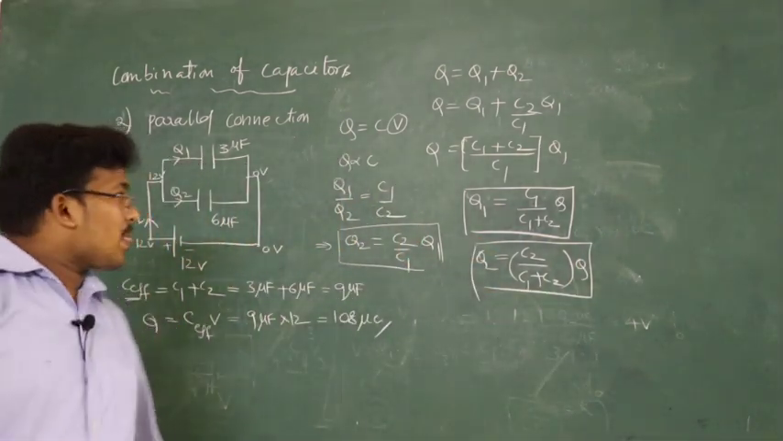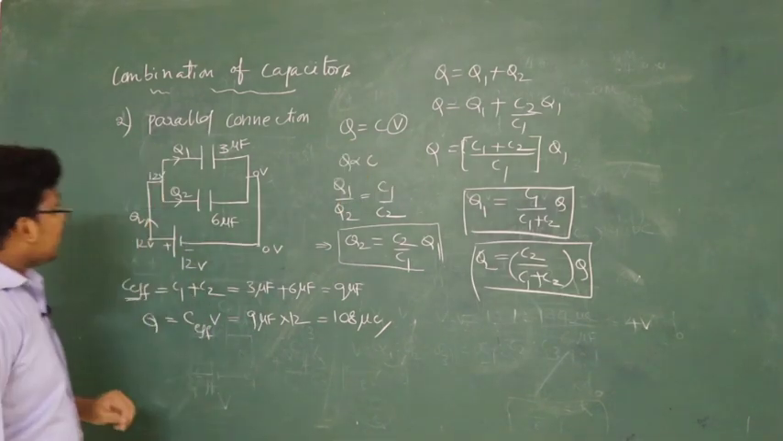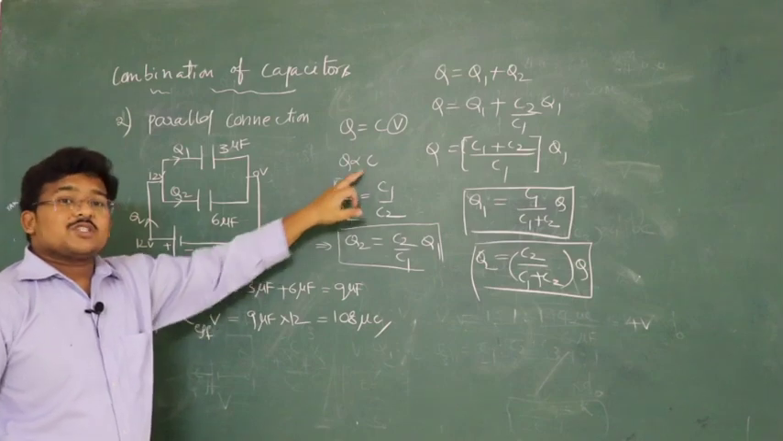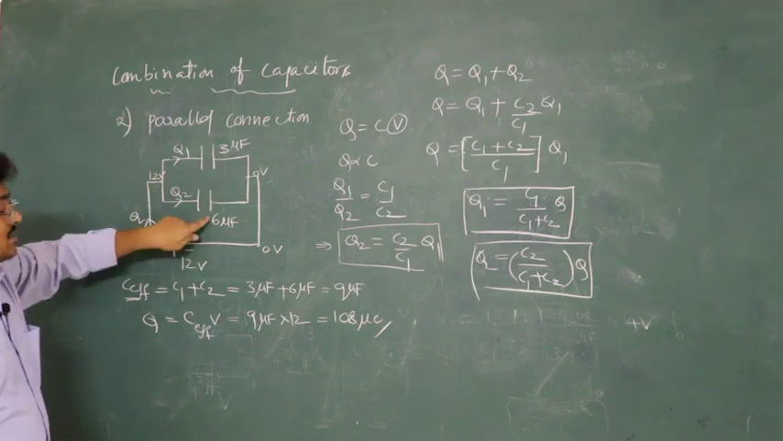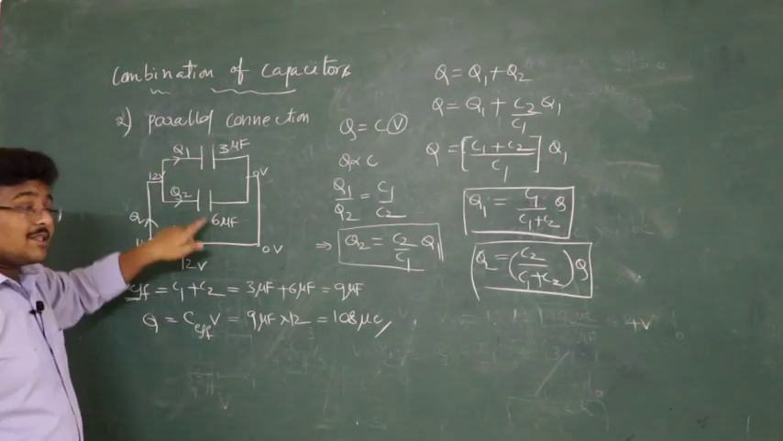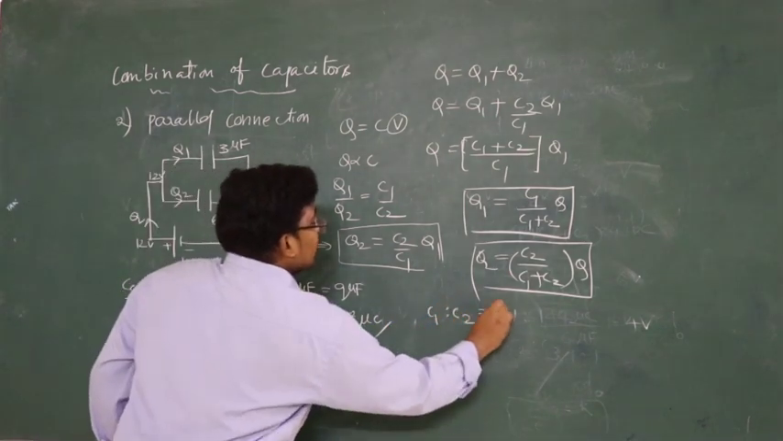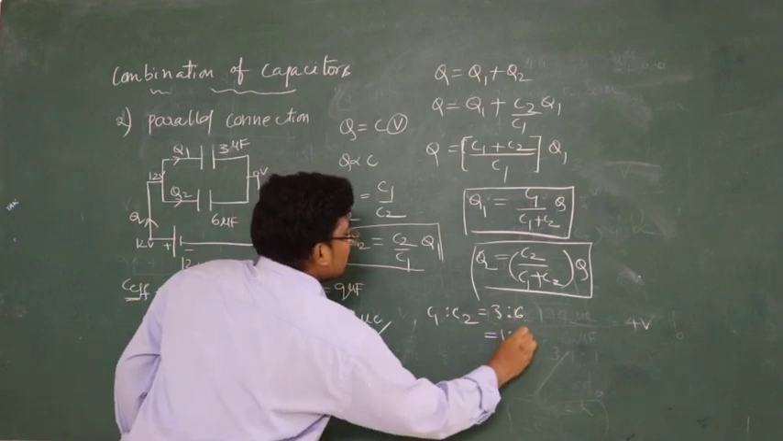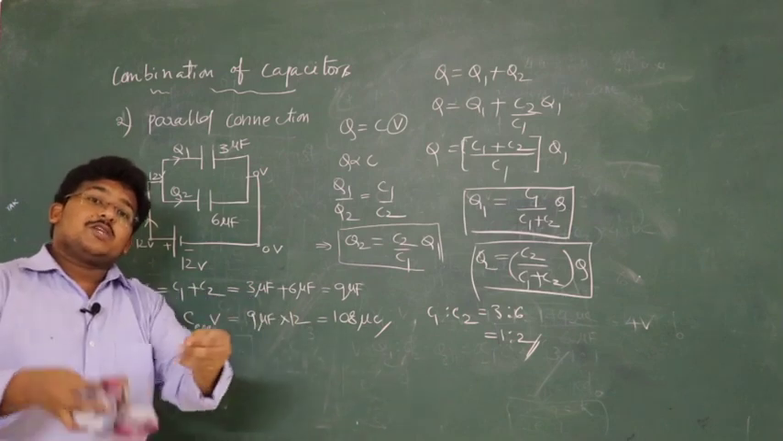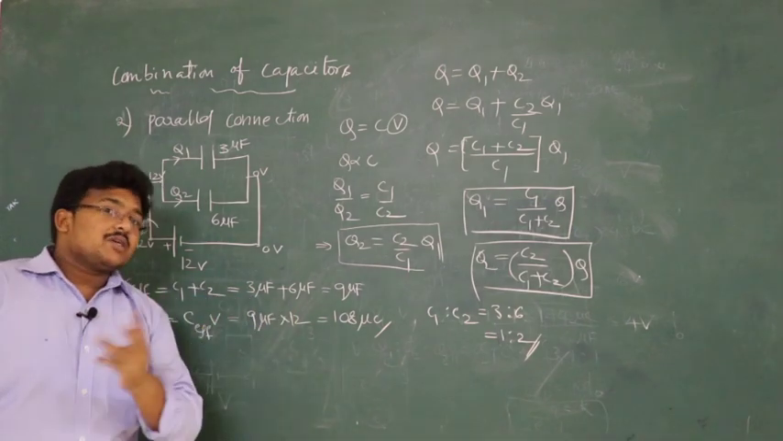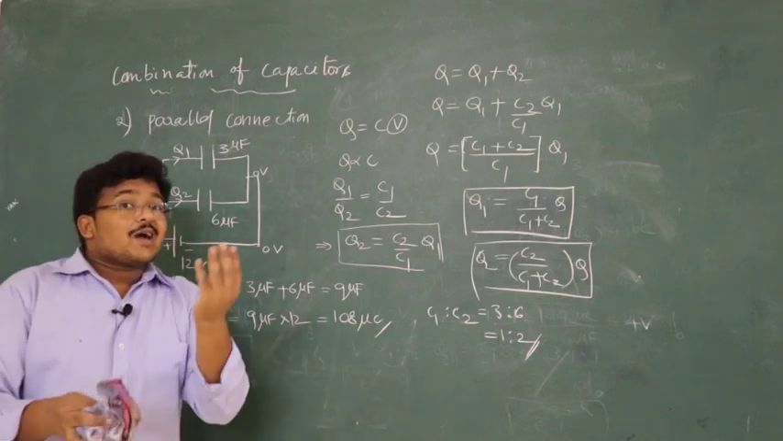Now simply, as the voltage is the same, Q is directly proportional to C. So the ratio Q1 by Q2 is equal to C1 by C2. Now see, how many capacitors do we have? Two, one is 3 and one is 6. The ratio of the capacitors C1 to C2 is 3:6, which means 1:2. So the charge ratio must be 1:2, meaning the charge will split into 1 and 2 parts, which is 3 parts. So we should divide the coming charge into 3 parts.